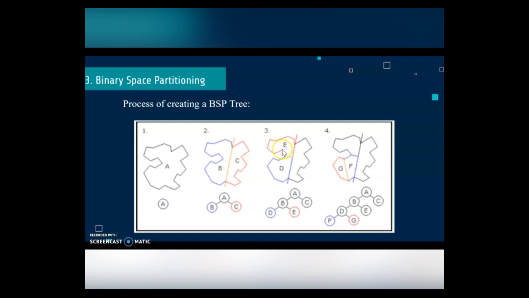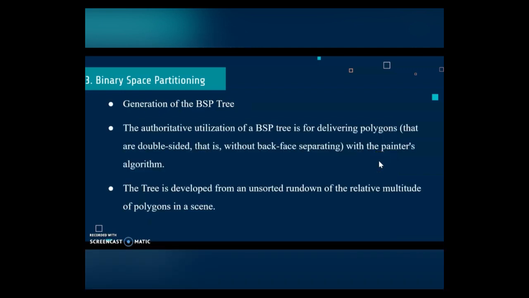So over here in the third step, we create another partition, and then we have E in front of B, and behind B is D. For the third one over here, we create another partition. We have in front of D is G, and behind D is F, and so on.